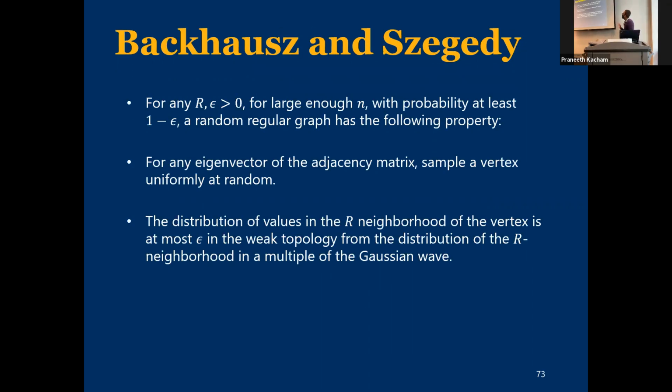Okay, so what they show is the following. If I take an eigenvector of my graph, and then I sample a vertex of my graph uniformly at random, I then look at the R-neighborhood of that vertex, for some fixed R. So that induces, if I think about uniform sampling over my graph, a distribution of R-neighborhoods, which therefore induces a distribution in R^D if I look at the eigenvector on those neighborhoods. And what they show is that this distribution converges to the Gaussian distribution, specifically that of the Gaussian waves.